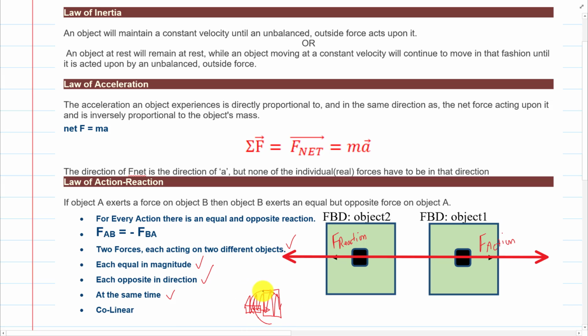Not that you need to really understand that. We don't even do that much in Physics 12. A little bit of rotation, a little bit about torquing. But just remember that it's collinear.